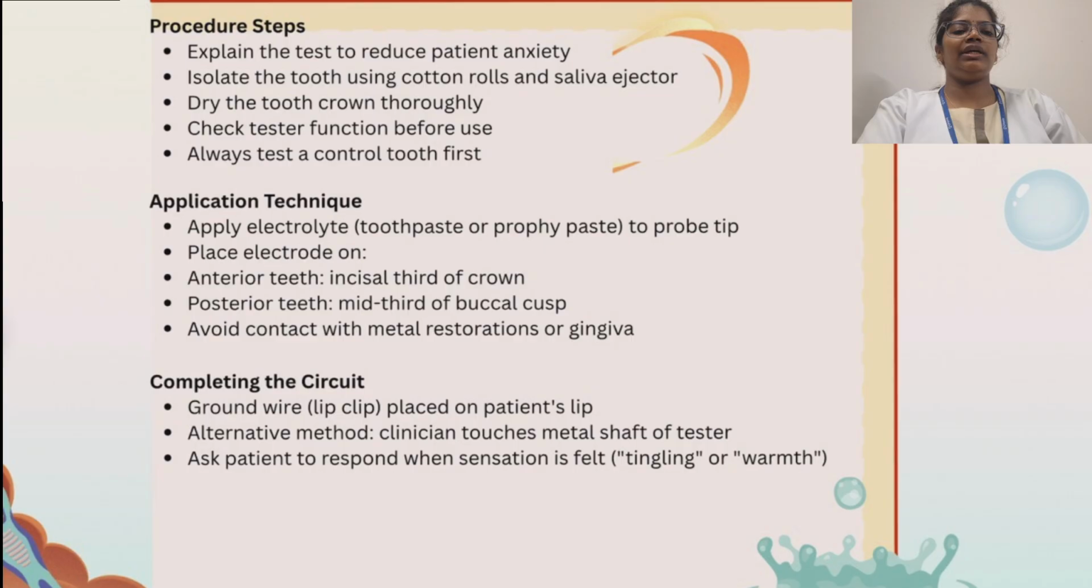Application technique. Apply the electrolyte to the probe tip. Place the electrode on anterior teeth at the incisal third of the crown. In case of posterior teeth, the mid third of the buccal cusp. Avoid contact with the metal restorations or gingiva. Completing the circuit, ground wire or the lip clip is placed on the patient's lip. Alternative method is the clinician touches the metal shaft of the tester. Ask the patient to respond when sensation is felt, like tingling or warmth.